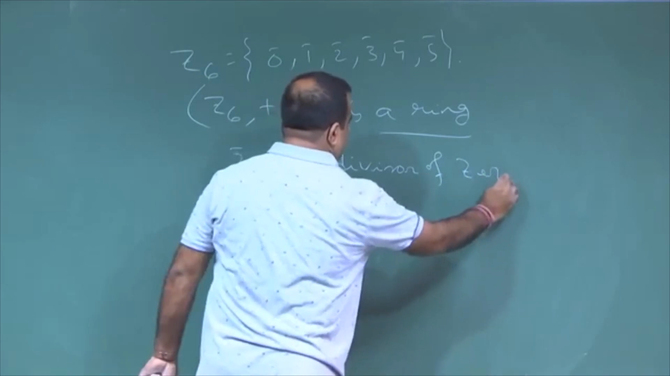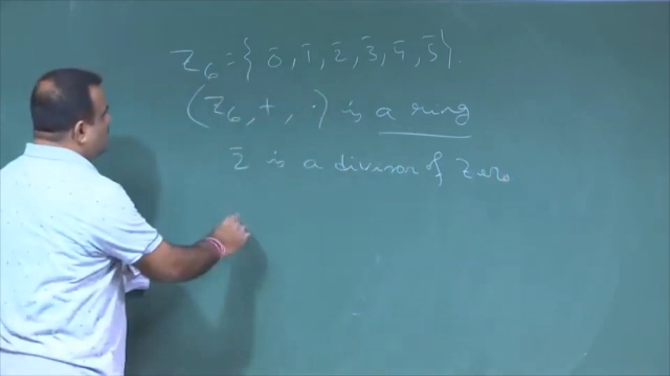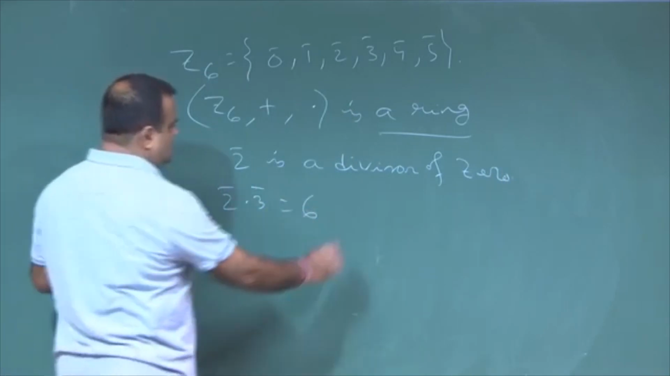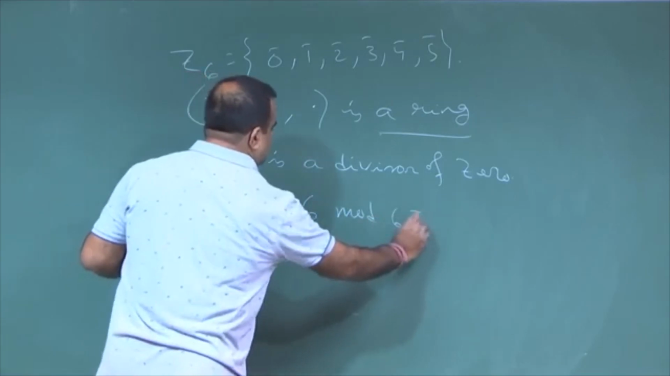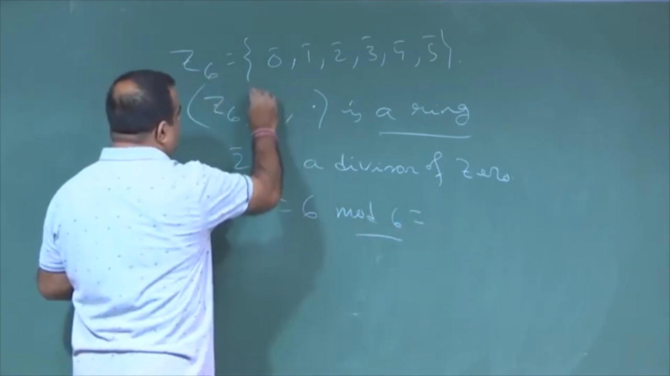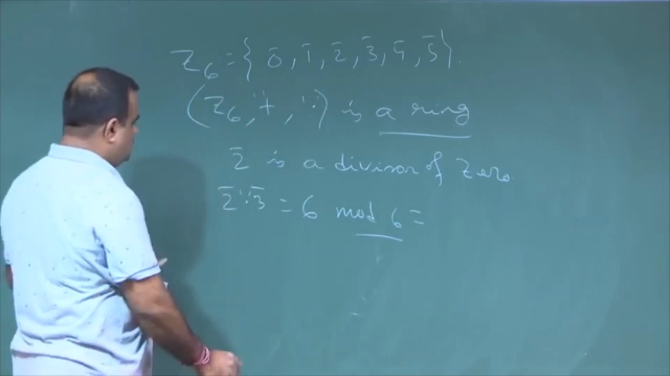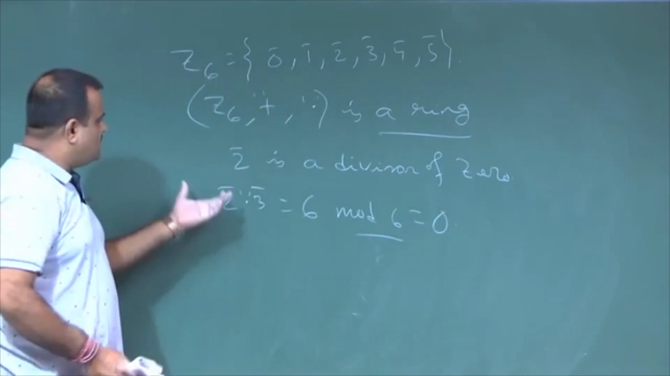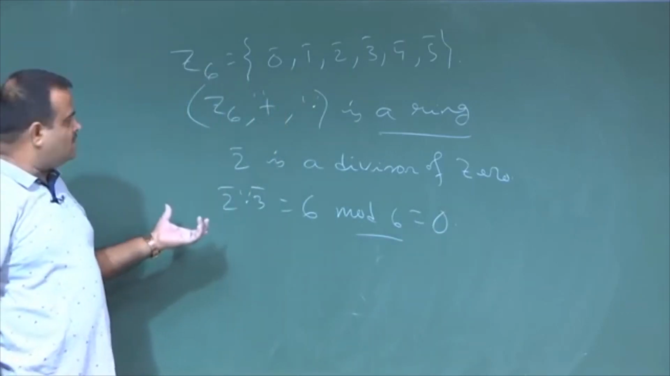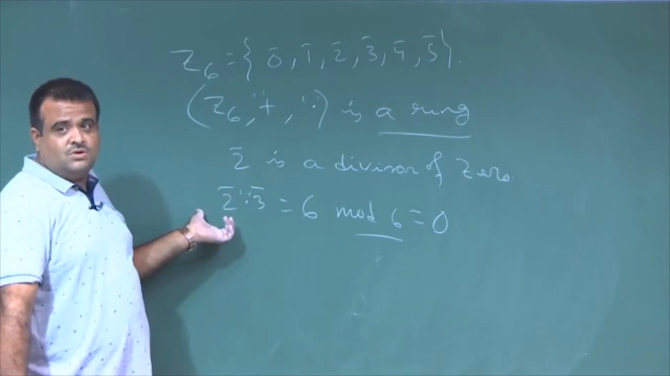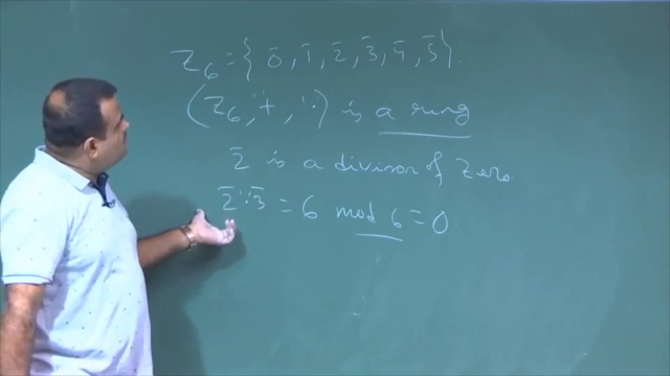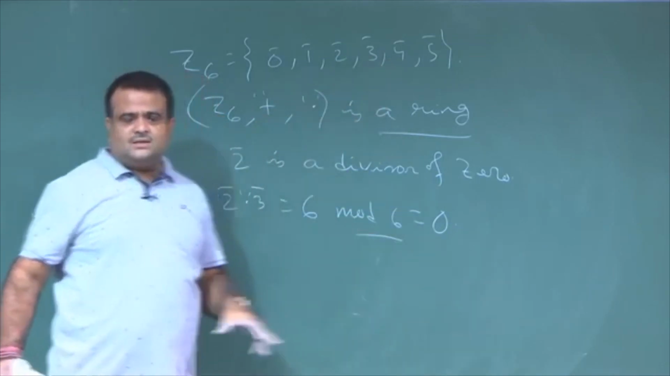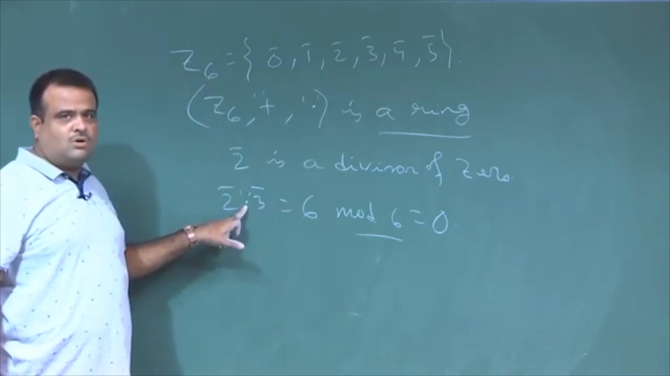Divisor of 0, because for 2 we can just multiply 2 with 3, it is basically 6 mod 6. This is the star operation. So, it is basically 0. Okay. So, 2 is a divisor of 0, even 3 is a divisor of 0, 4 is a divisor of 0, because 4 into 3 is 12, 12 is basically 0 under this dot operation.